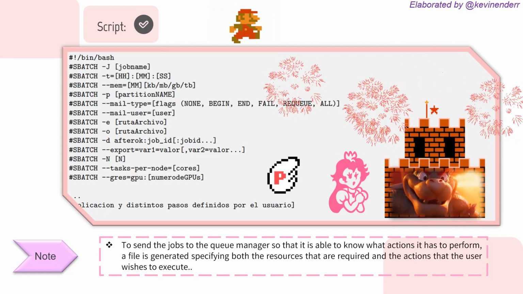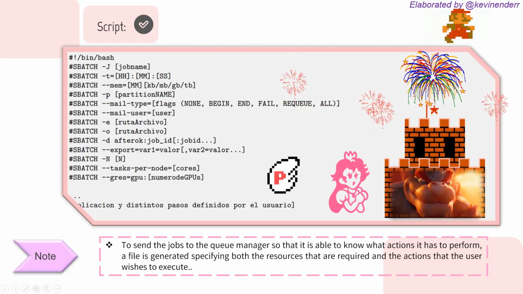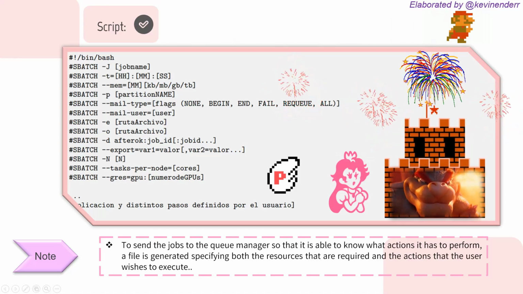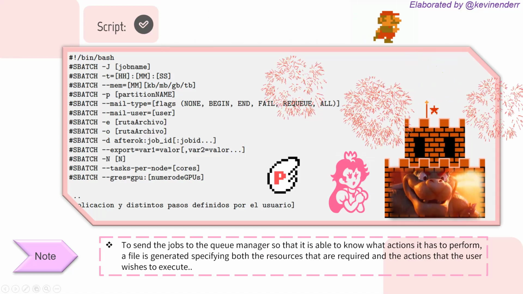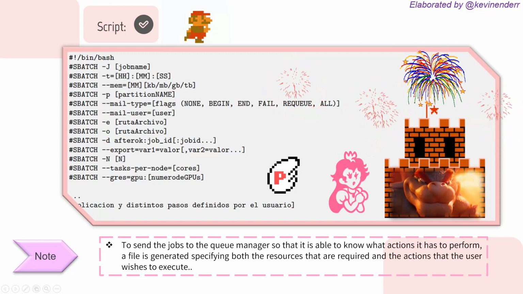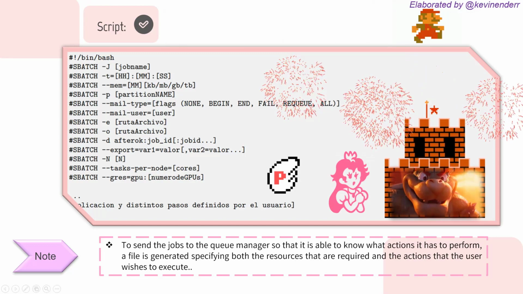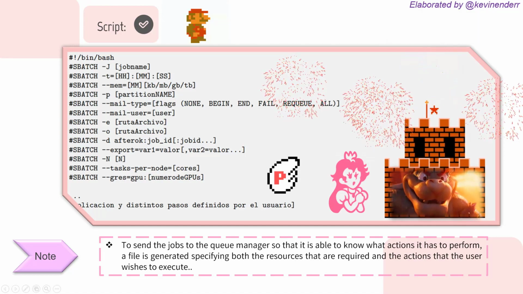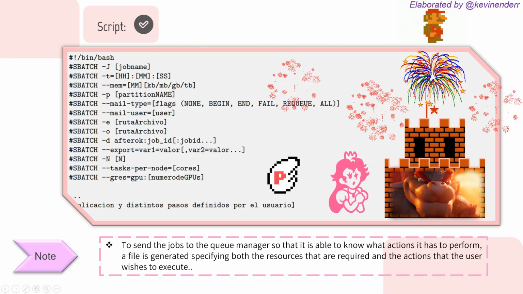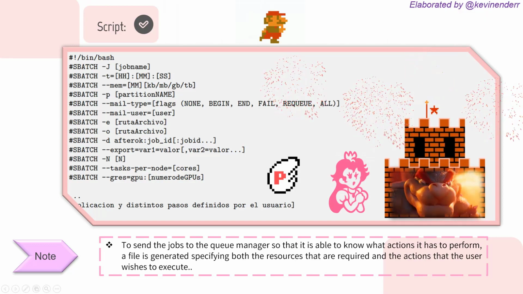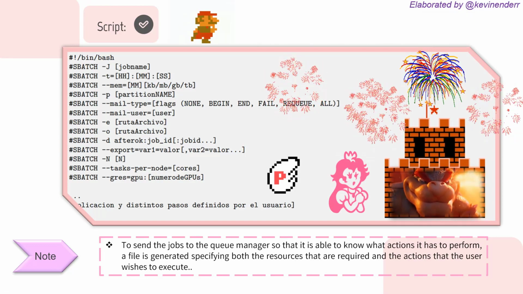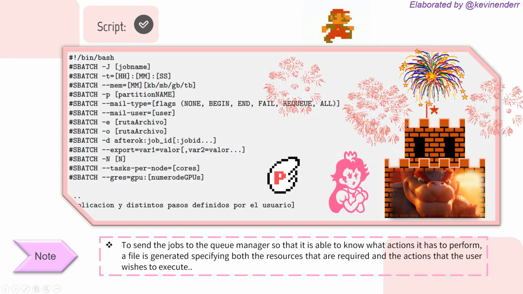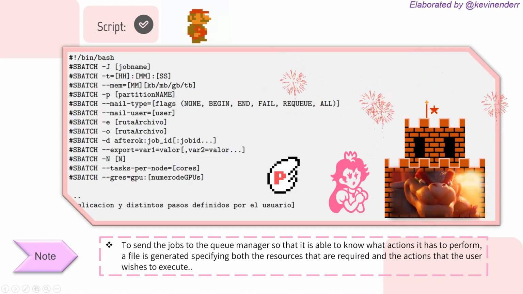Next, the letter n. It indicates the number of nodes requested for the execution of a job. Next, tasks per node. This line specifies the number of cores that are required on each node for the correct execution of the script. And finally, the last line specifies the number of GPU cards required.